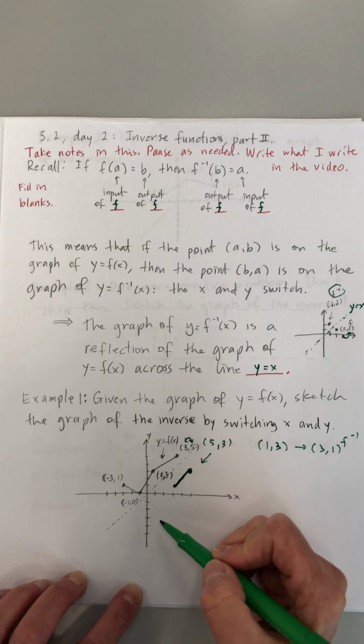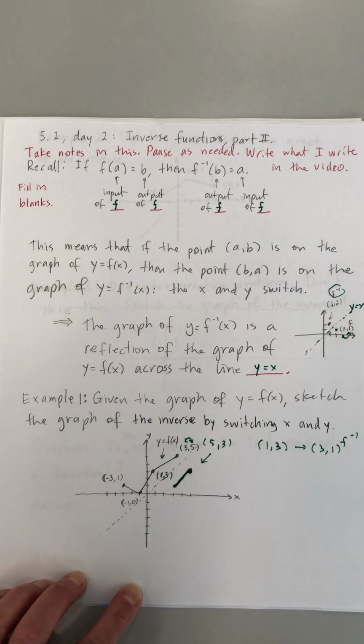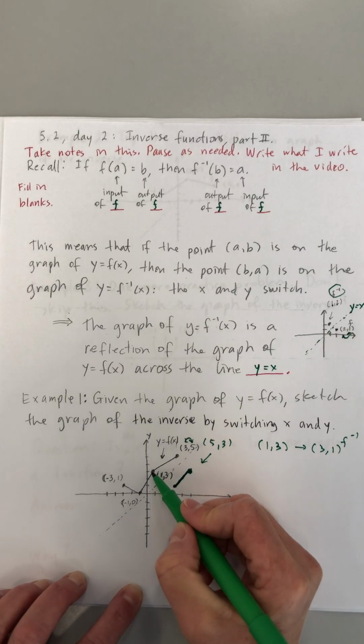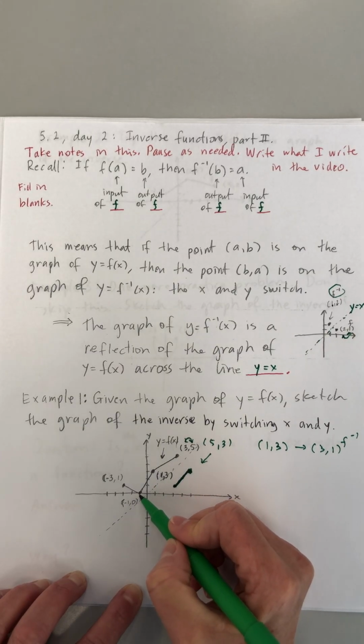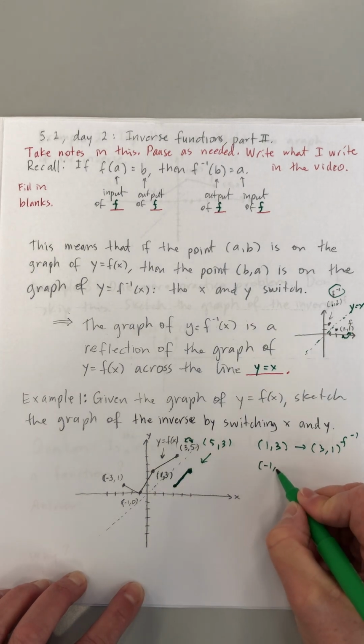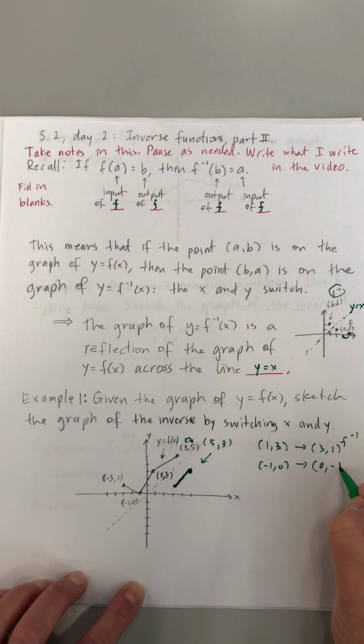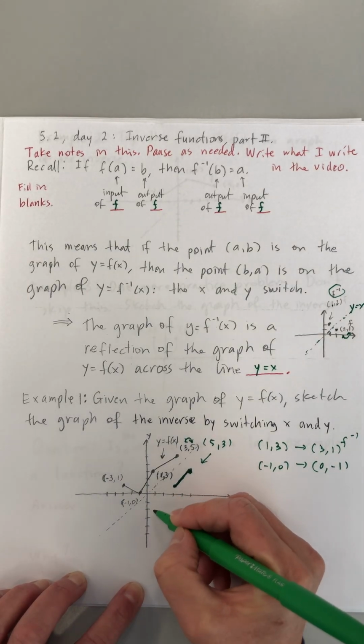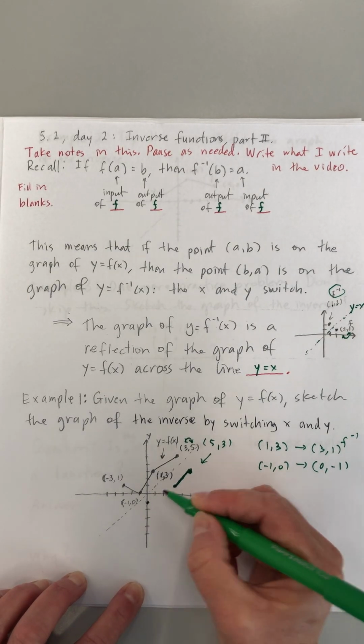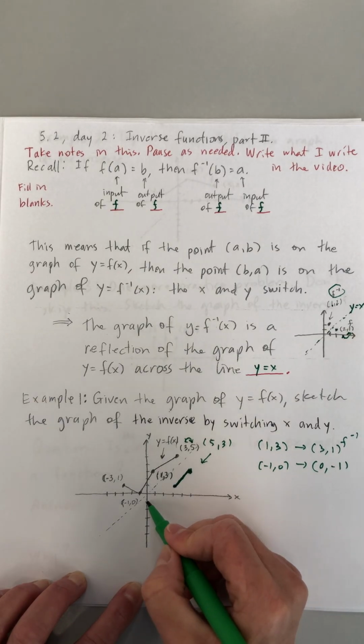Okay, so next, if you need to pause here and rewind, go ahead and do that. But next here, I've got the point 1, 3 connects to the point negative 1, 0. So now I'm going to find out where negative 1, 0 goes. Negative 1, 0 goes to, we switch the x and the y, it goes to 0, negative 1. So that's going to be the point right down here. And so these two are going to connect like this.